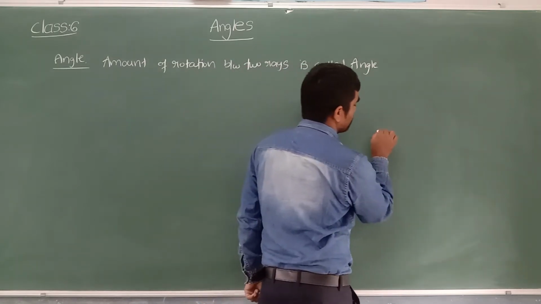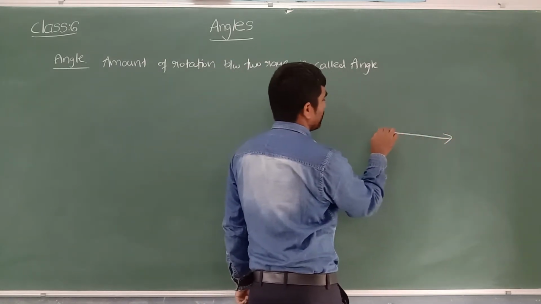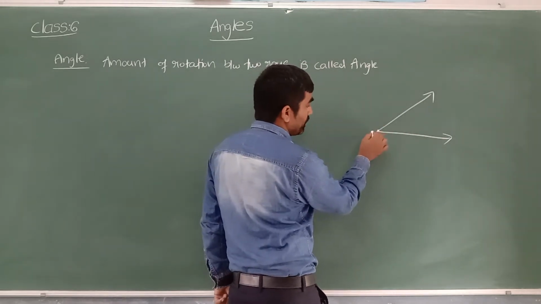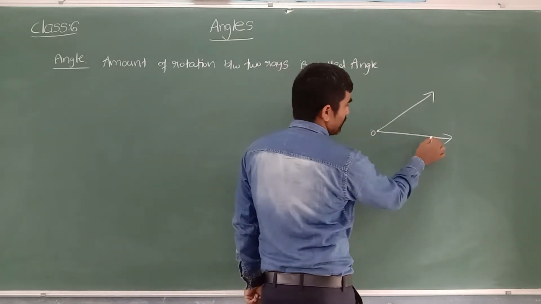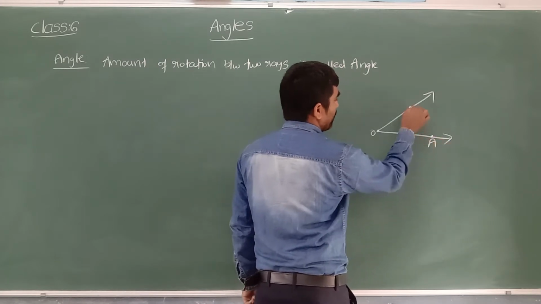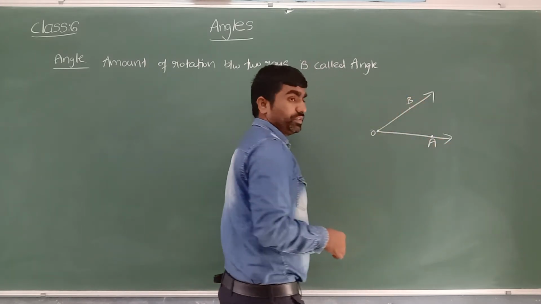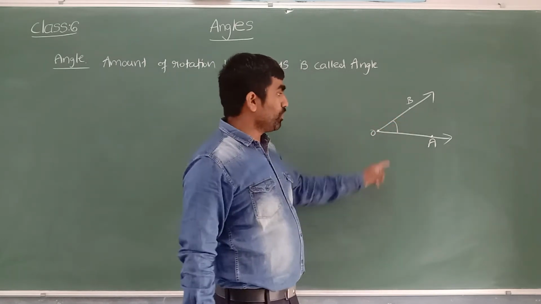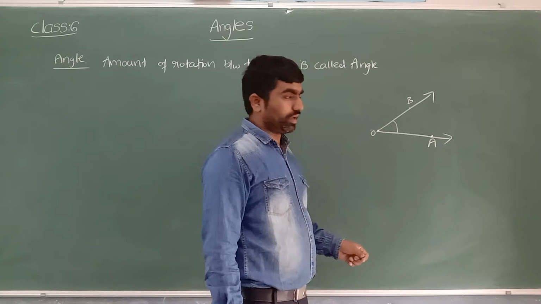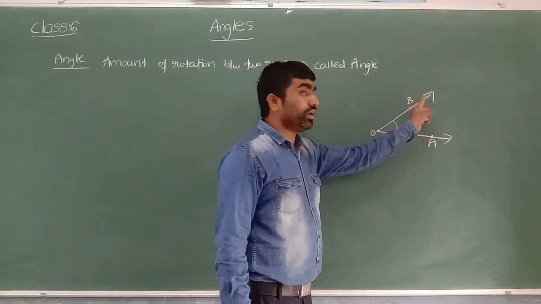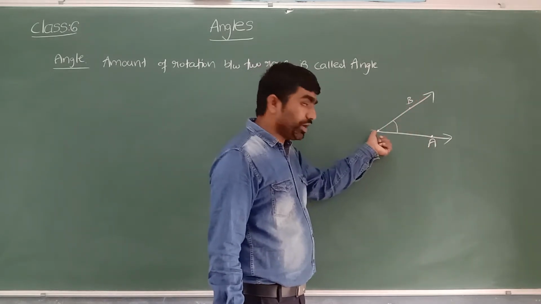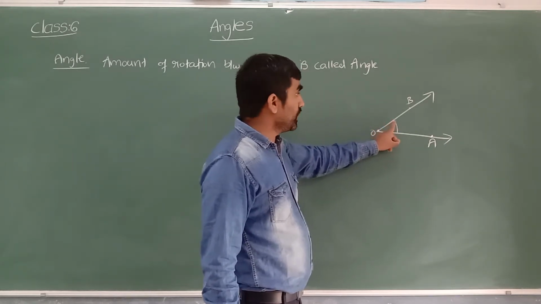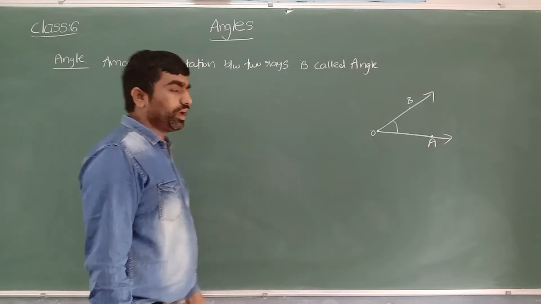Let me draw the figure once. One ray is like this and the other ray is like this. Both have the same end point. Let me take the same end point as O. One ray is ray OA and the other is ray OB. This is the amount of rotation, and this amount of rotation is called an angle. OA and OB are the two rays with a common end point.